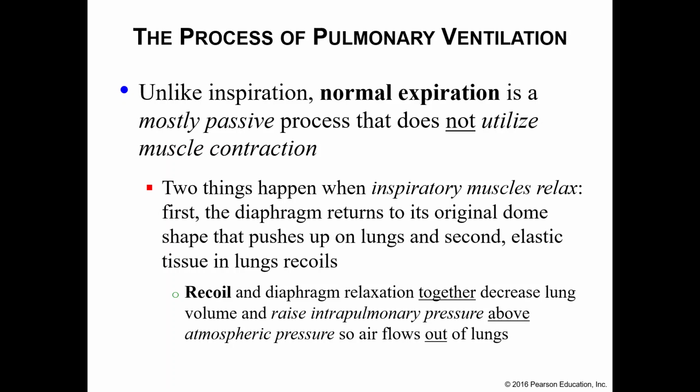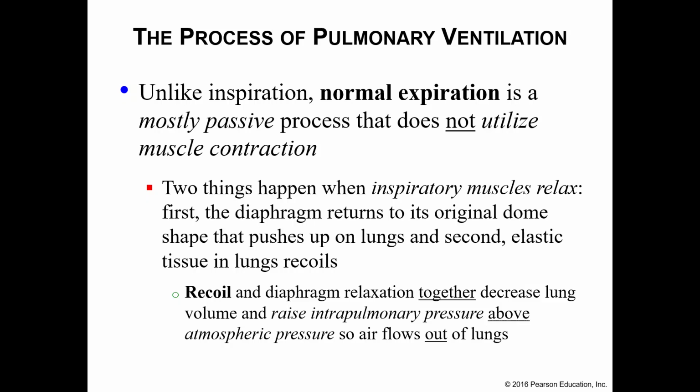Now, unlike inspiration, normal expiration is actually a pretty passive process. It does not utilize muscle contraction. Basically, if you want to breathe out, you just relax all the muscles that you just contracted. So when your inspiratory muscles relax, everything that you just pulled on, you are basically letting go of. You were pulling on the thoracic cavity, which pulled on the pleura, and so on. You're basically undoing all that. The diaphragm returns to its original shape, which pushes kind of upwards. It shrinks the thoracic cavity, and then the lung tissue itself is capable of recoil.